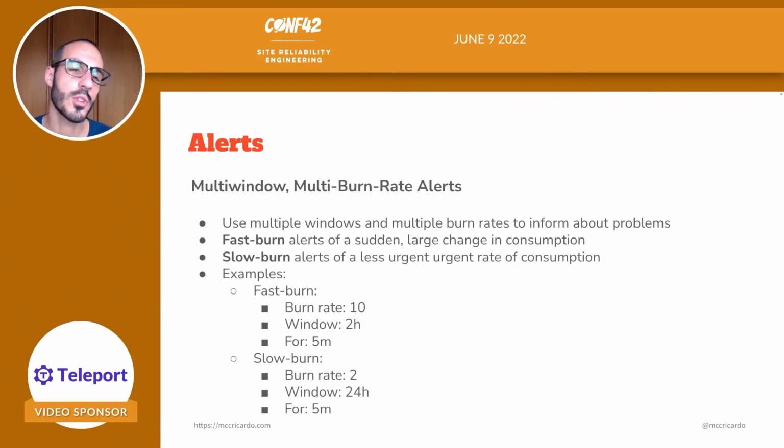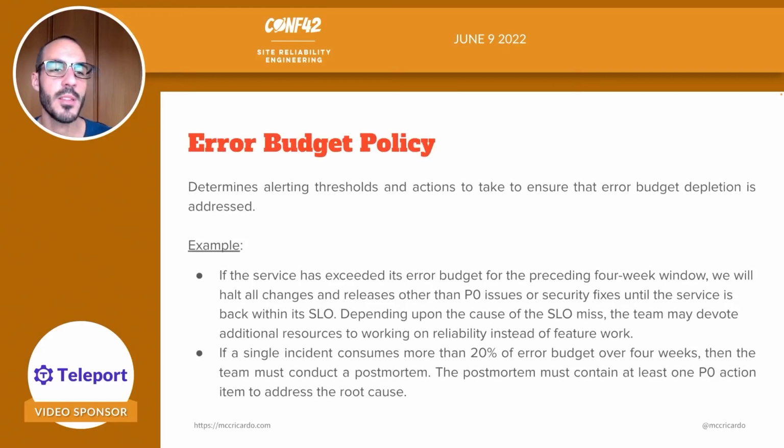So this is an evolution where we can go from metric thresholds to thresholds on alerts, to actually have something where we can say with some confidence that when we receive an alert, we actually need to do something. But what is that something? That something can be defined in the error budget policy. The error budget policy determines the alerting thresholds and the actions to take to ensure that the error budget depletion is addressed.